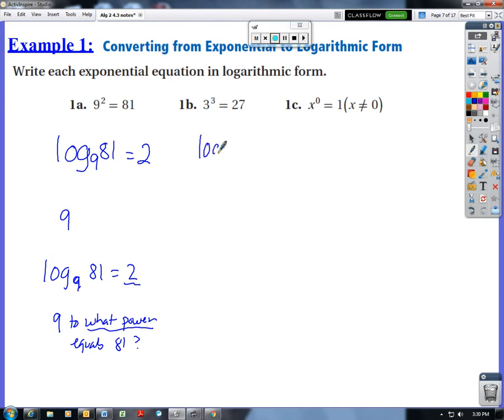Okay, log base 3. And at this point, hopefully you can see, I'm always putting the exponent over here first, but you know that the 27 is going to have to go there once you do these enough. And then this one's going to be log, the base is x of 1 equals 0. Exponent's over here on the right. Okay, we accomplished that one.